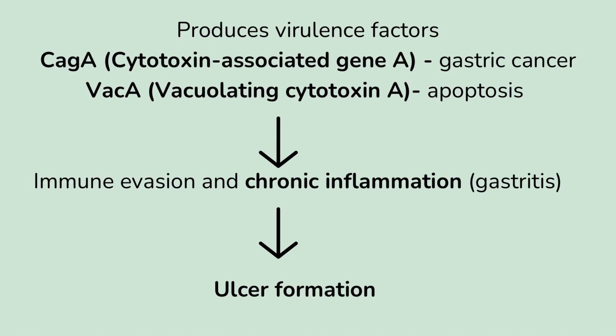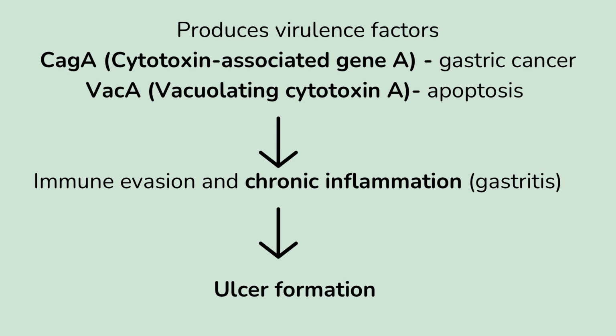Helicobacter pylori produces virulence factors. CagA, cytotoxin-associated gene A. CagA is injected into the gastric cells. It disrupts the normal cell function and can lead to inflammation and an increased risk of gastric cancer. VacA, vacuolating cytotoxin A. This toxin induces vacuole formation in the cells and can cause apoptosis, disrupting the integrity of the stomach lining.